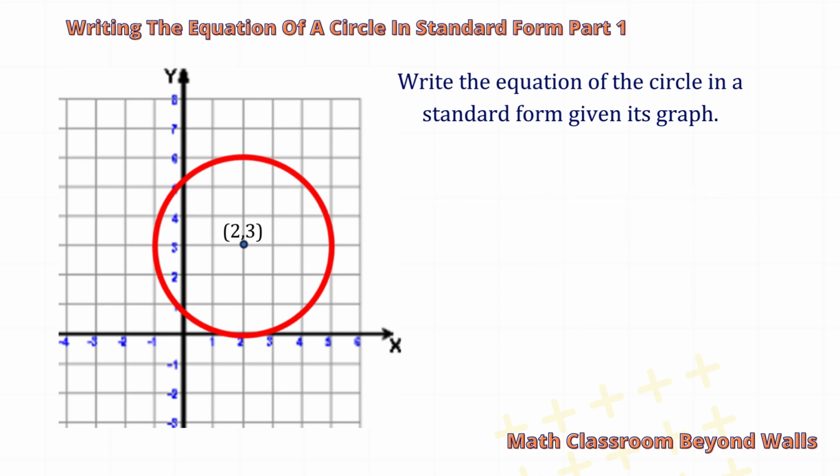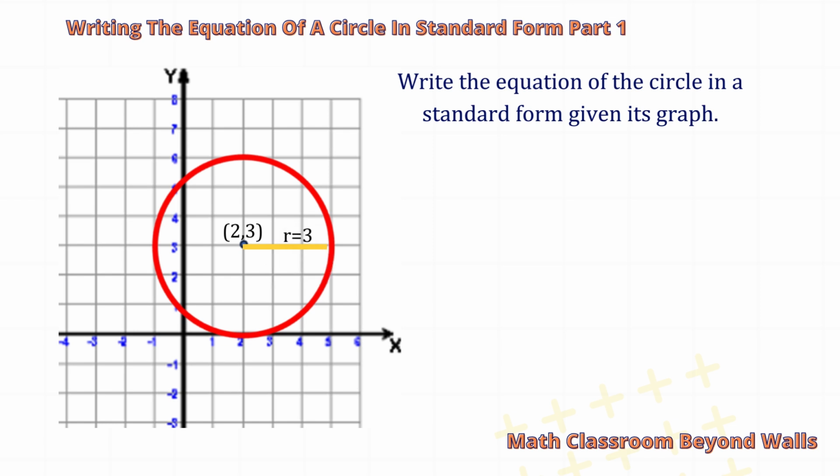Let us now find the radius. How do we do that here? We draw a horizontal line from the center to the circle and determine its distance by counting the number of units it covers. Let's go and count. 1, 2, 3. The radius is therefore 3 units.